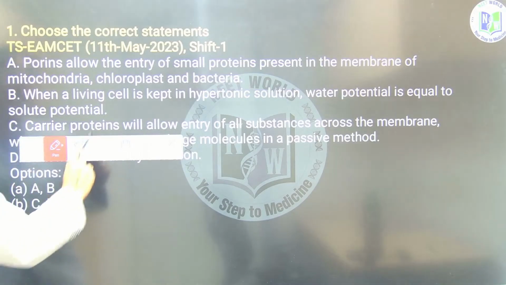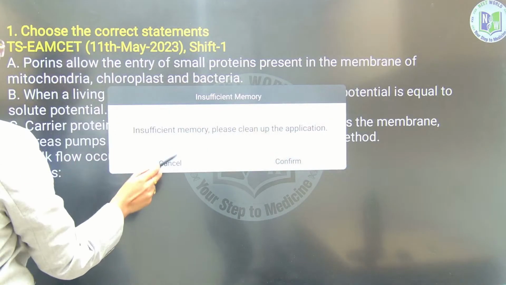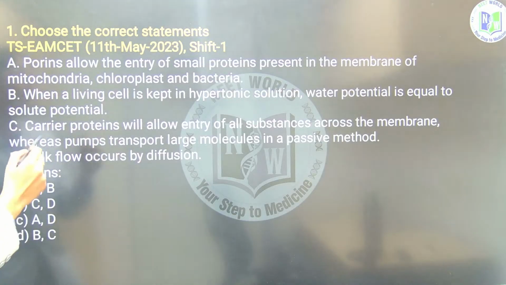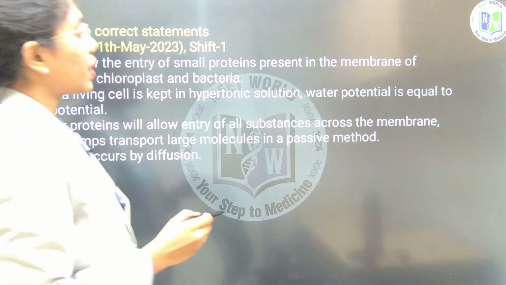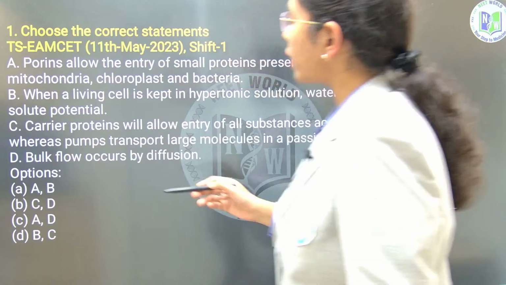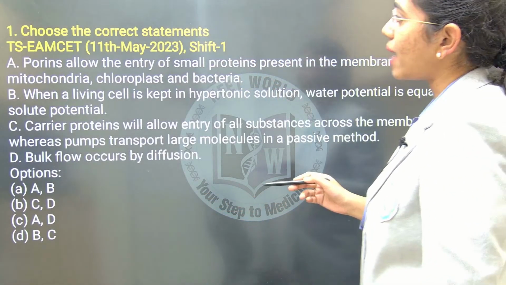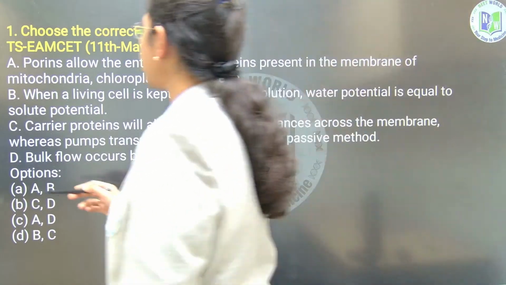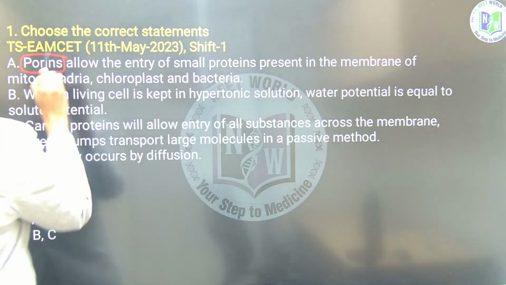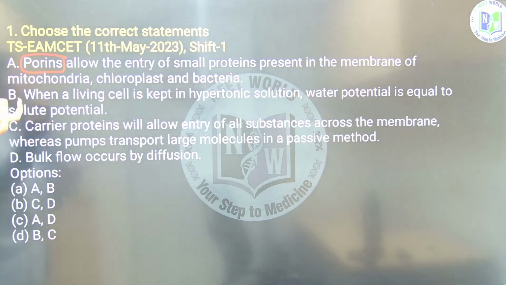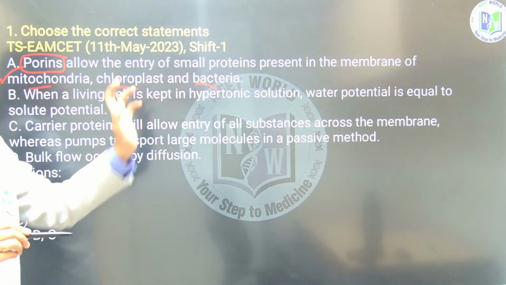First statement, porins allow the entry of small proteins present in the membrane of mitochondria, chloroplast and bacteria. Yes, of course, this is the correct statement. Porins will allow small proteins that are present in the outer membrane of mitochondria, chloroplast and bacteria. That is true.